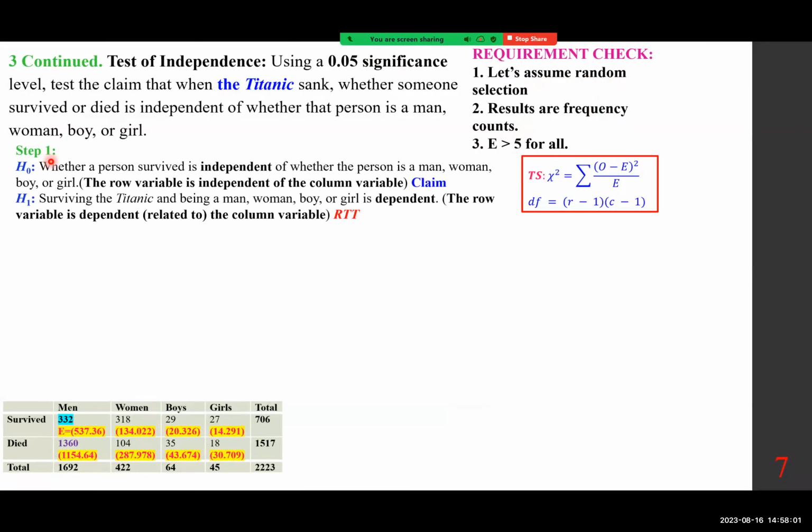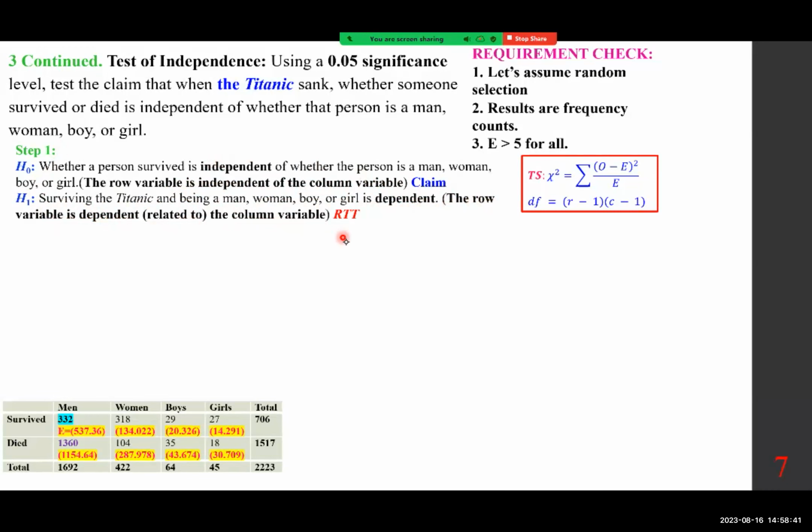So here's H0. Whether a person survived is independent of whether the person is a man, woman, boy, or girl. Or you might say the row variable is independent of the column variable. And that is the claim that we are looking at. H1, or HA: surviving the Titanic and being a man, woman, boy, or girl is dependent. Instead of independent, we can say dependent, or the row variable is dependent on or related to the column variable, and it's a right-tail test.